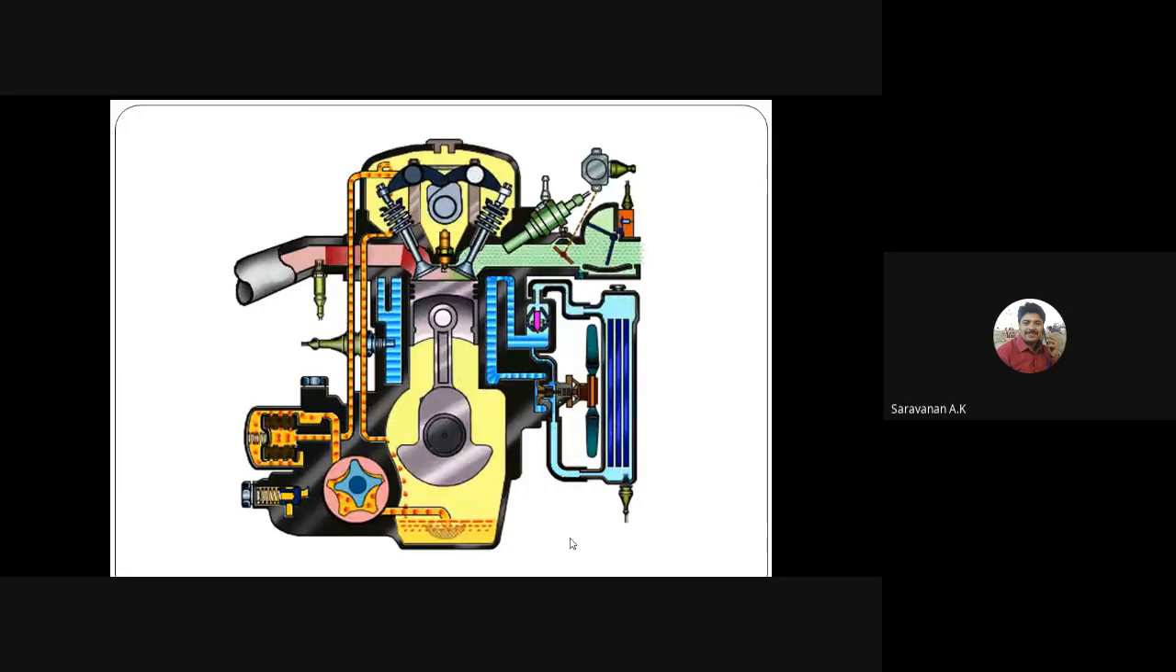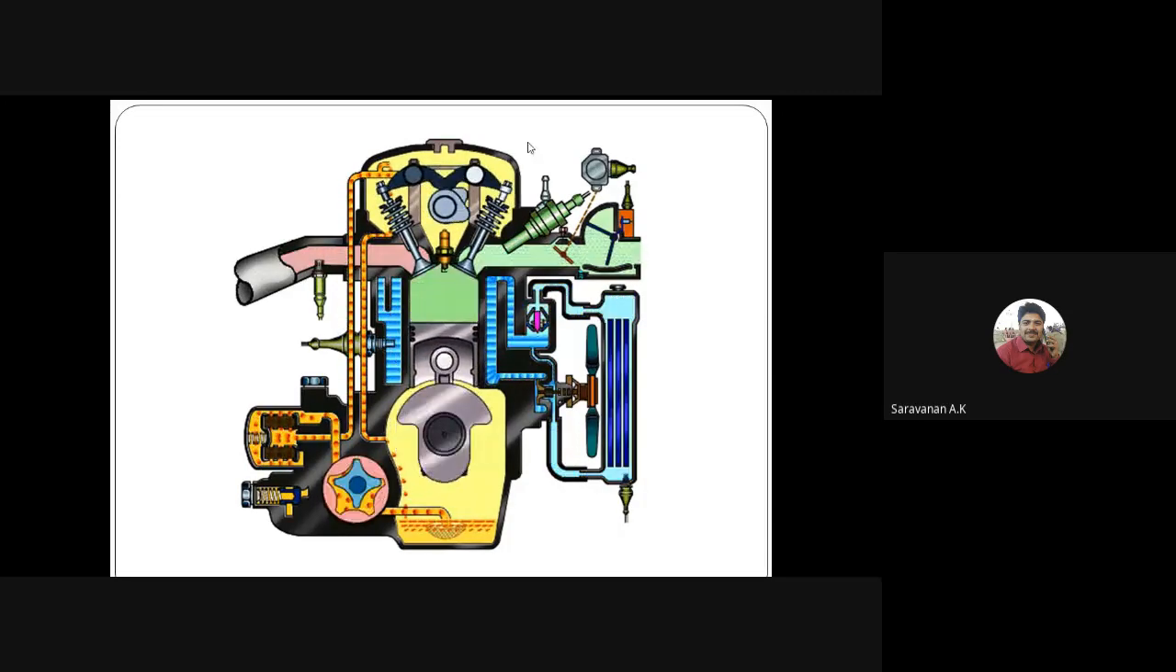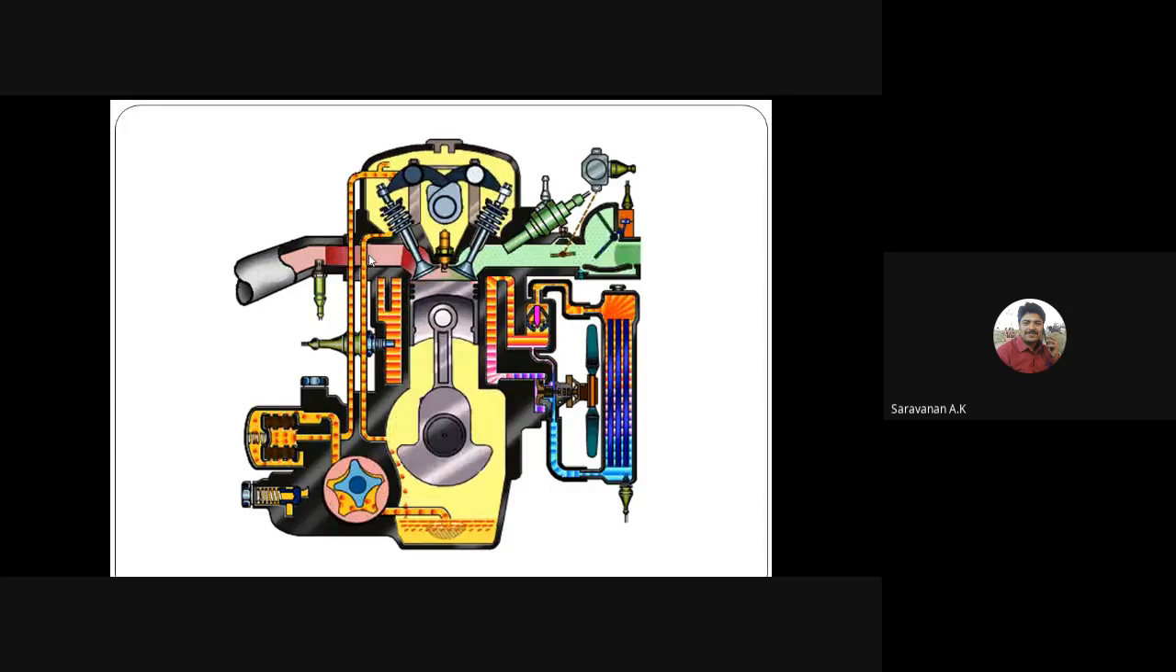That oil is pumped to the elements, so all the mechanical elements get lubricated. This type of lubrication is called the wet type lubrication system. In the wet lubrication system, we have three sub classifications: the splash lubrication system, the semi pressure system, and the full pressure lubrication system.